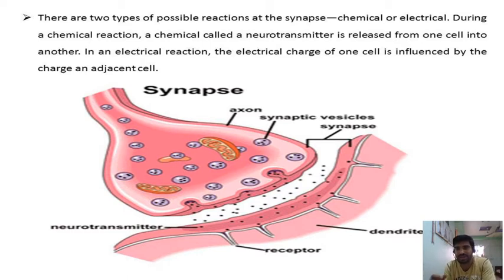In a chemical synapse, a chemical called a neurotransmitter is released from one cell into another. In an electrical synapse, the electrical charge released from one cell influences the charge of the adjacent cell and is carried forward to another cell. Information is transmitted in both chemical and electrical form through the synapse, from one neuron to another, one cell to another.